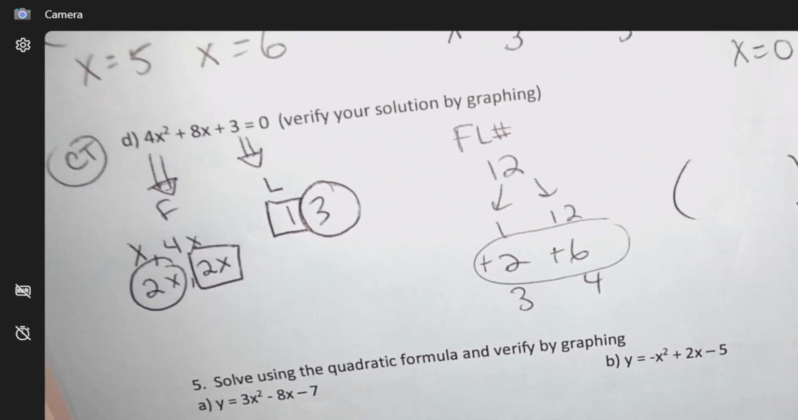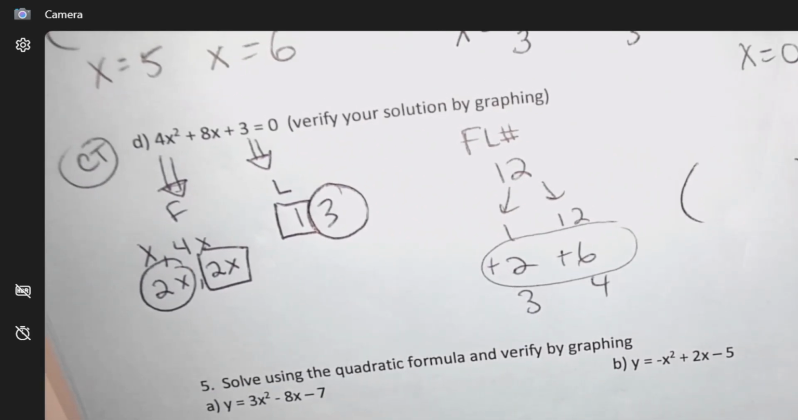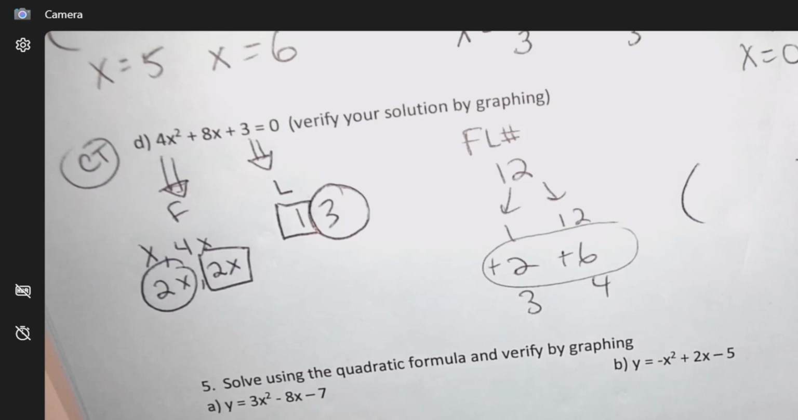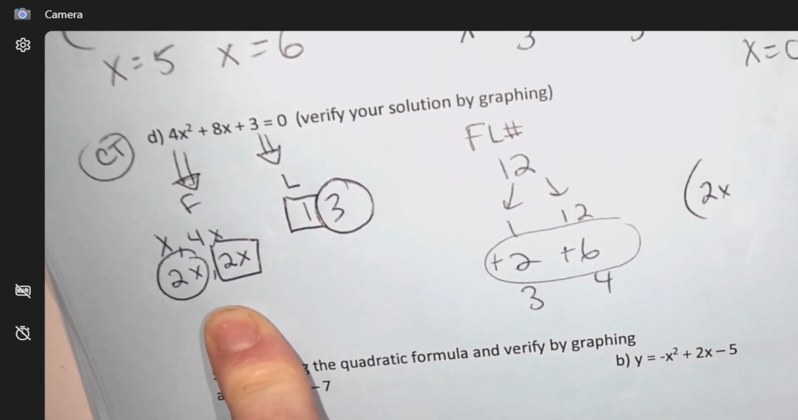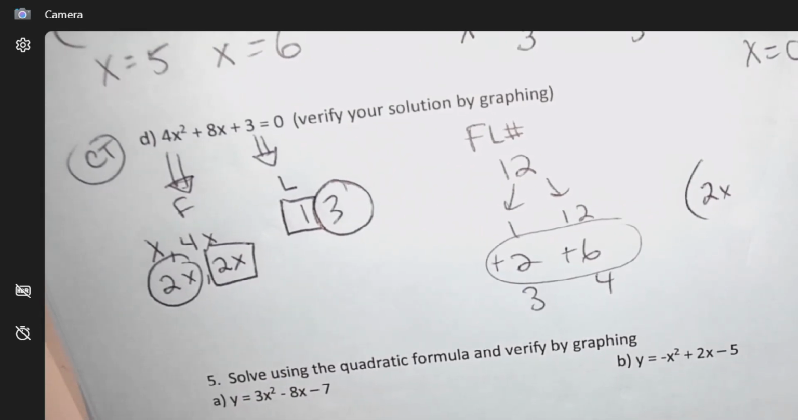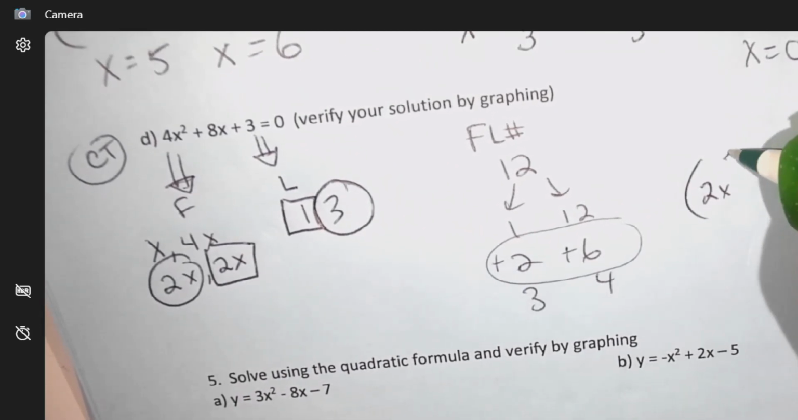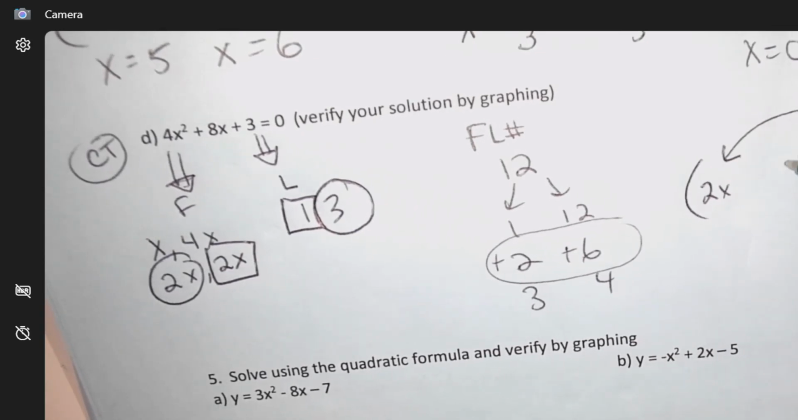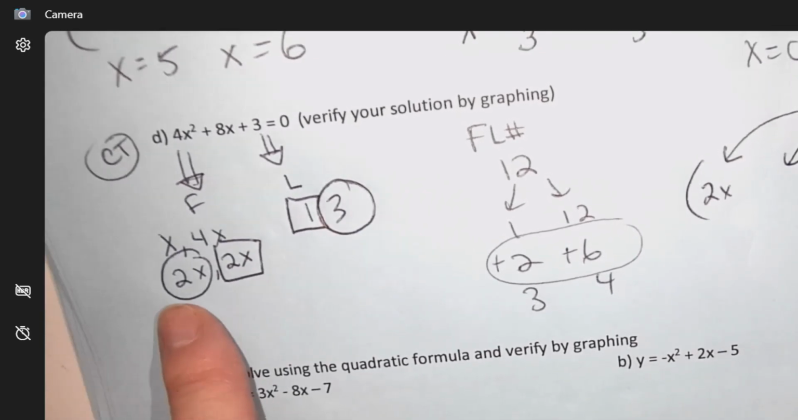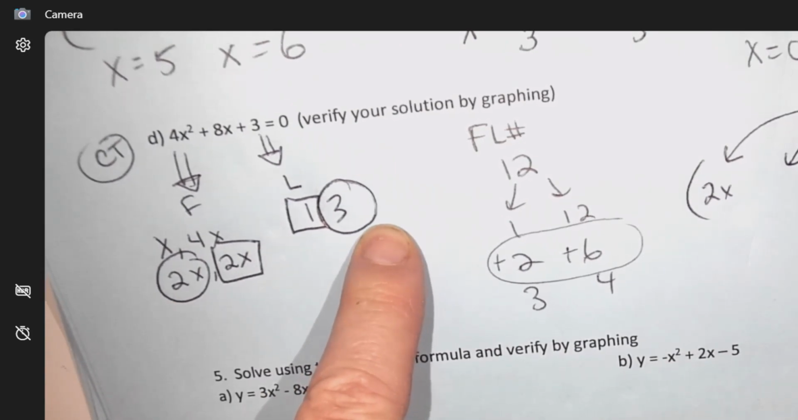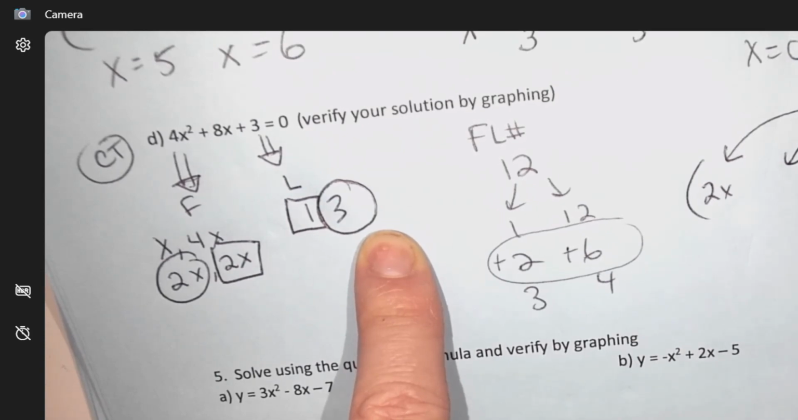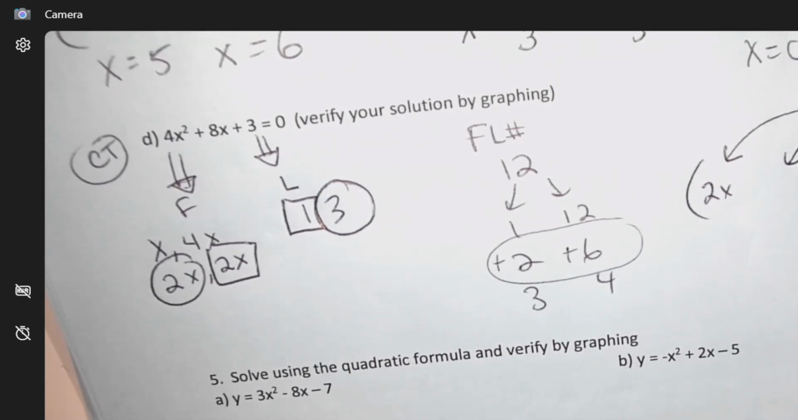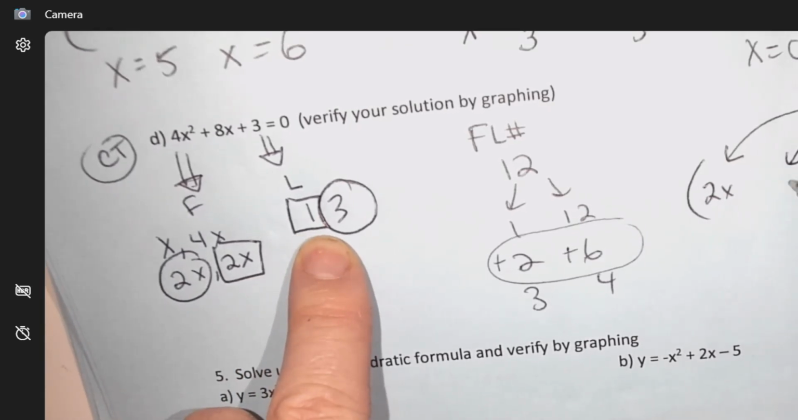Okay, so now it's lining it up to be a FOIL. First times first, we picked 2x times 2x. FOIL: outsides, insides. So I put 2x with a 3. You can see how that outside is 6x. And I put this 2x with a 1.